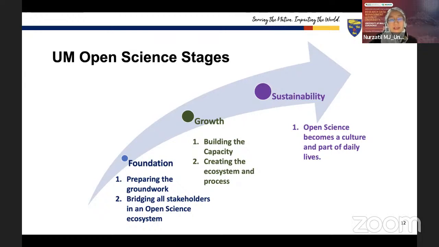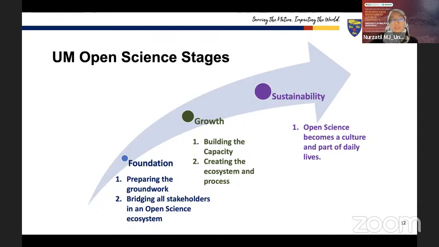Because at the end of the day, open science is not just about, some may say, the library doing it. No, that's not just the library. So we need people in the ecosystem to push that RDM forward. So that's foundation. The next one is growth.